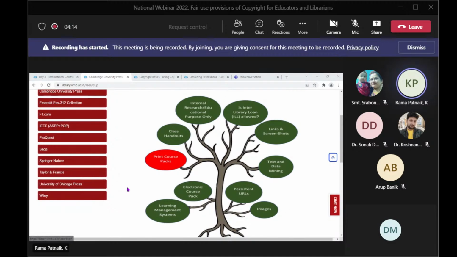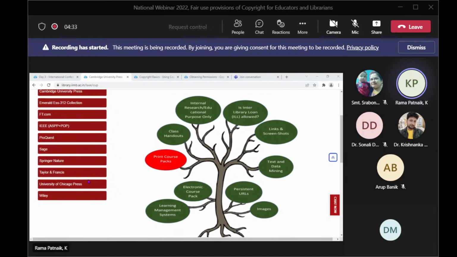Any questions? Yes, ma'am, there are several questions. Yeah, please go ahead. One is, can we put copyright books in digital library? Copyrighted books, as I understand from the question, is print books.